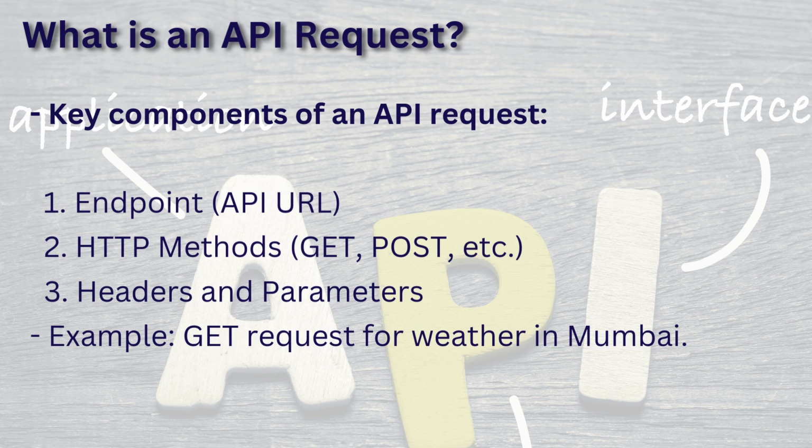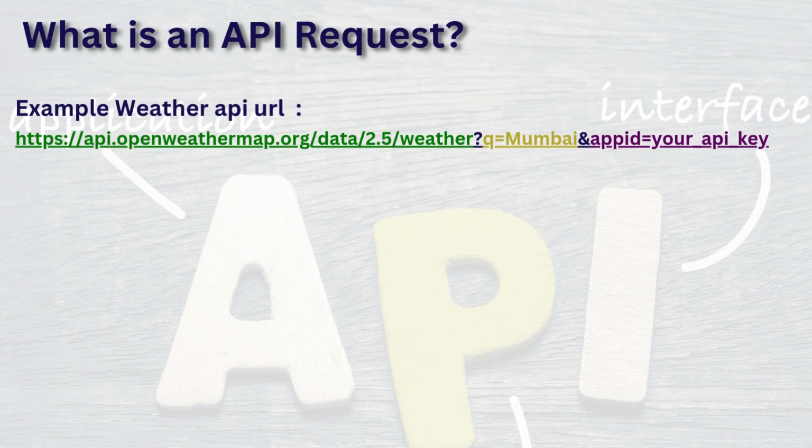Every API request has three main parts. First one is endpoint URL, second one is HTTP method, and the third one is headers and parameters. Let's understand all these main parts in detail with an example. We will use the following example URL from a weather API.